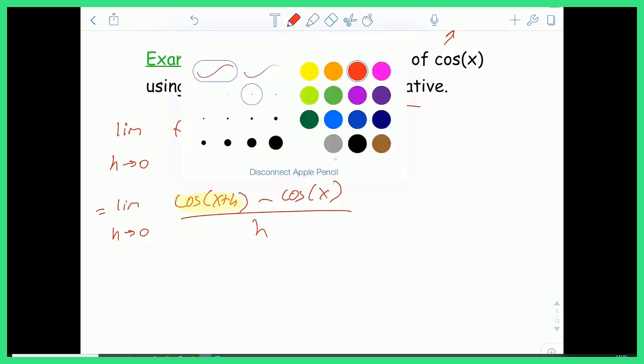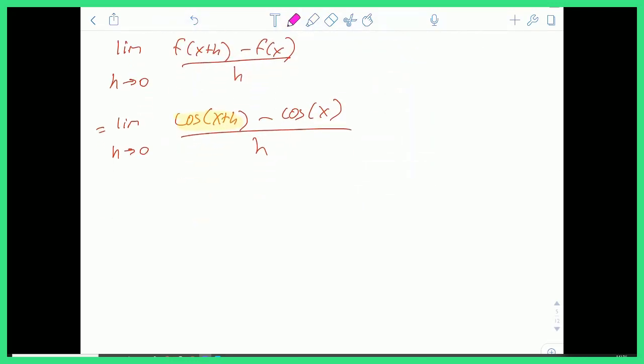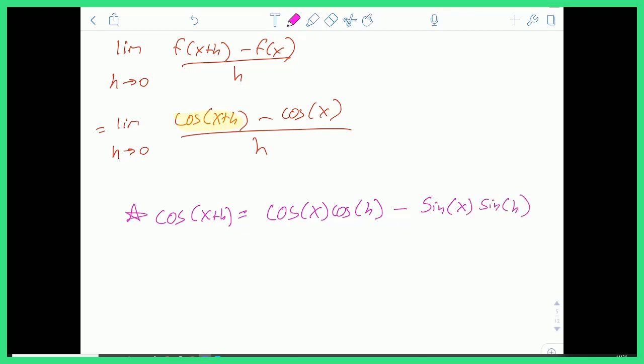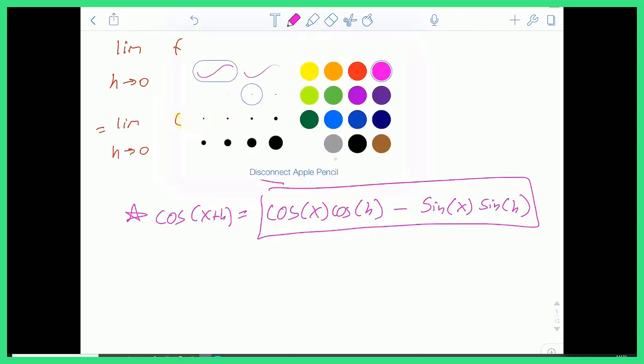So if you recall, we're going to do a little side note here, cosine of x plus h is equal to cosine of both angles, so cosine x cosine h, and then minus sine of both angles, sine x sine h. Okay, so I need to use this little tidbit, and I'm going to put this right there for my highlighted region.